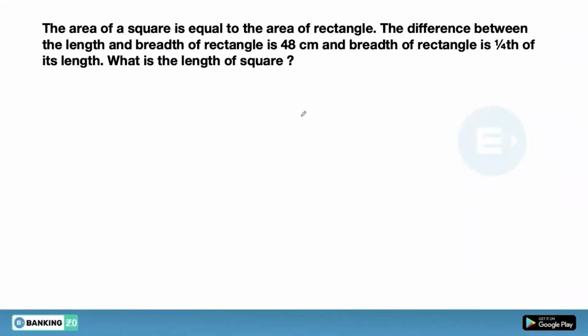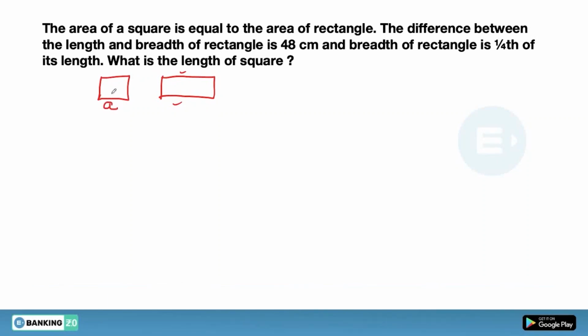See, the first important point that is given is what? The area of a square is equal to the area of rectangle. Now, this is the square in which all the sides are equal in nature, and this is rectangle in which opposite sides are equal in nature. Fine. The next point that is given is the difference between the length and breadth of the rectangle is 48 centimeter. See, if I consider the length of a square as a small a, fine.